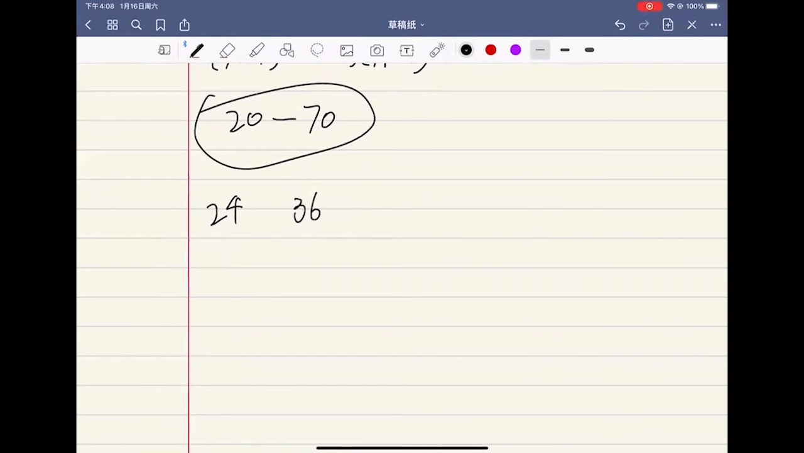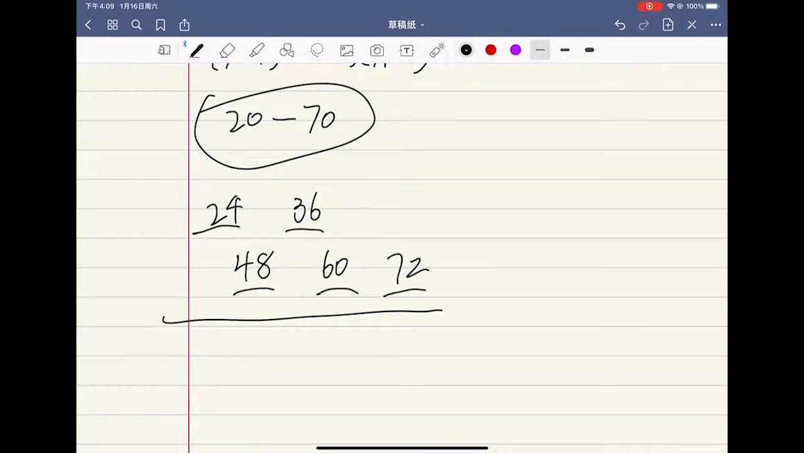24, 36, 48, 60, and 72. 72 is a little more than 70, but we still include it. So let's try those 5 numbers. Remember, we are assuming the age after 4 years, because my mom's age after 4 years is divisible by 3 and by 4. Since it's a practical question, we only consider those 5 numbers, which makes it easy.